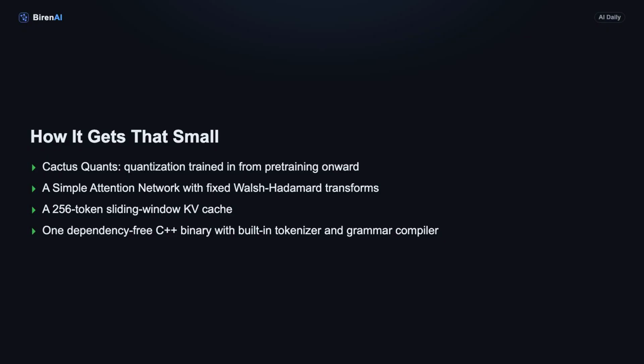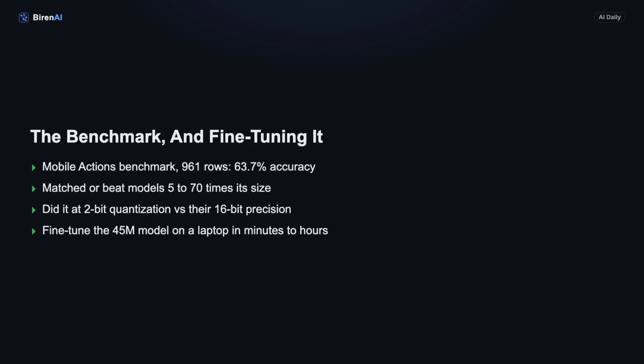On a benchmark called Mobile Actions, nearly 1,000 rows, it scored 63.7%, matching or beating specialized models 5 to 70 times larger, while running at 2-bit precision against their 16-bit. And because it is small, you can fine-tune the 45 million parameter model on a normal laptop in minutes to hours, teaching it your own tool vocabulary, then ship it as that one self-contained binary.